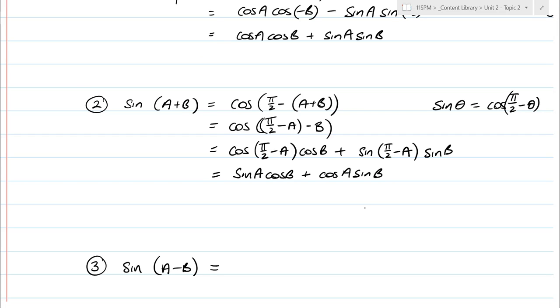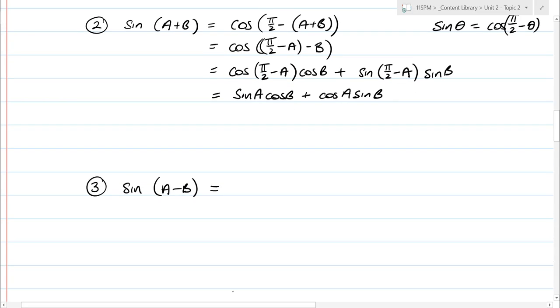The sine expansions have a sine and a cos and a cos and a sine, and the plus follows through to a plus here, whereas the cos works a bit differently. Cos ends up with a cos and a cos and a sine and a sine, and the plus is going to turn into a negative, and negative turns into a plus. You might guess what this one's going to be, but I'll prove it anyway.